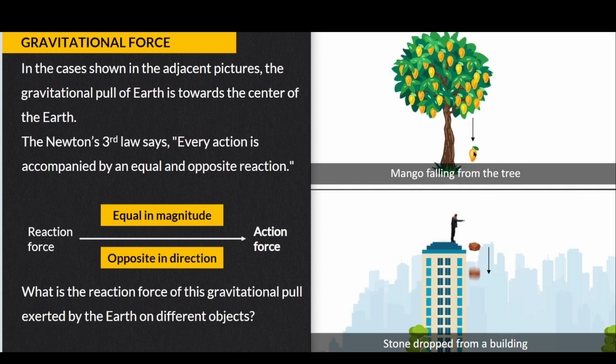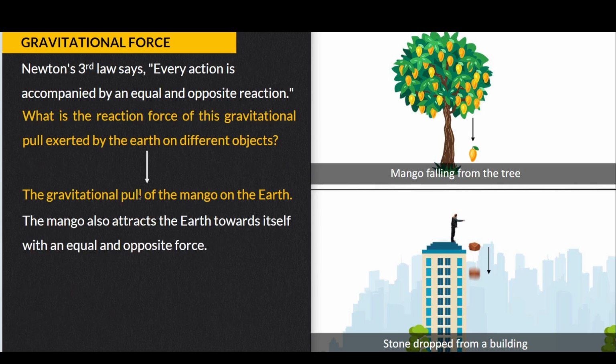If the mango is falling towards the ground, this is the action, okay? What is its reaction? Why is the earth not moving towards the mango? According to Newton's third law, if the earth is attracting the mango, the mango should attract the earth, right? If there are action and reaction forces. If a stone is dropping from a building and the earth is attracting it, why is the earth not moving towards the stone? Where is this reaction force? Is Newton's third law wrong? Let's see.